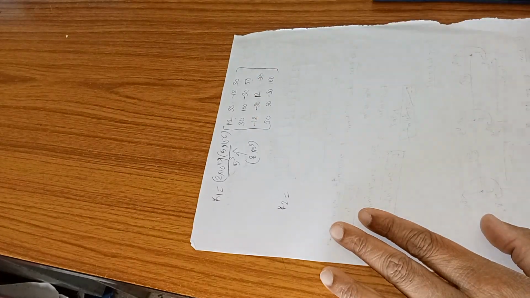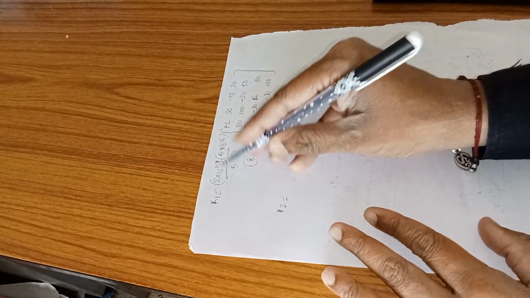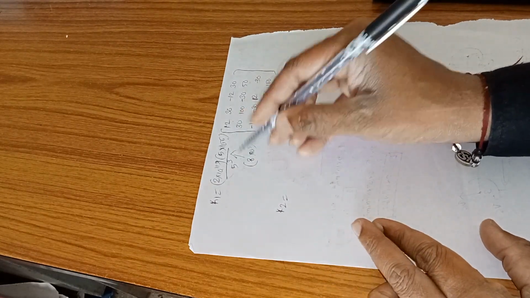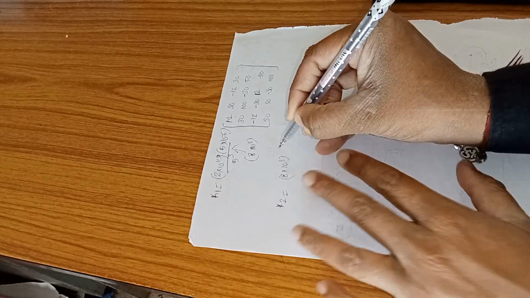So I have already found that. Let me now put it for K2. The E value is going to be the same, the I value is going to be the same, and the L value is also going to be the same. Therefore it is going to be 8 into 10 to the power of 3, and this value is going to remain the same.